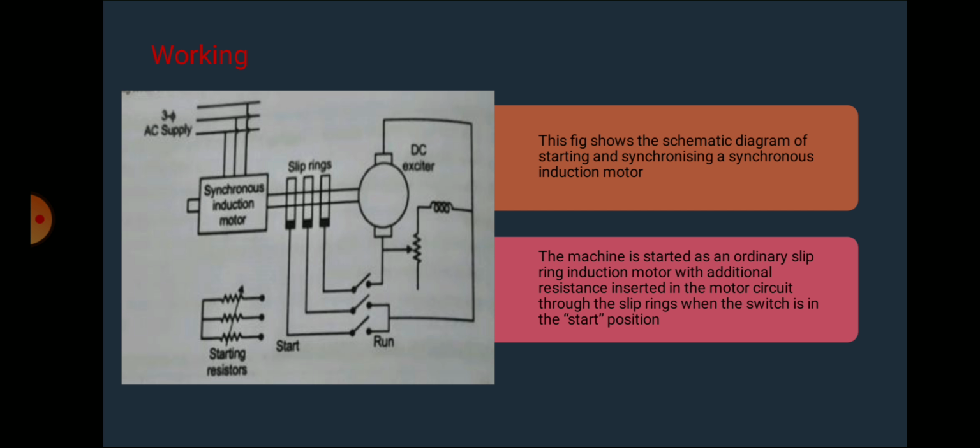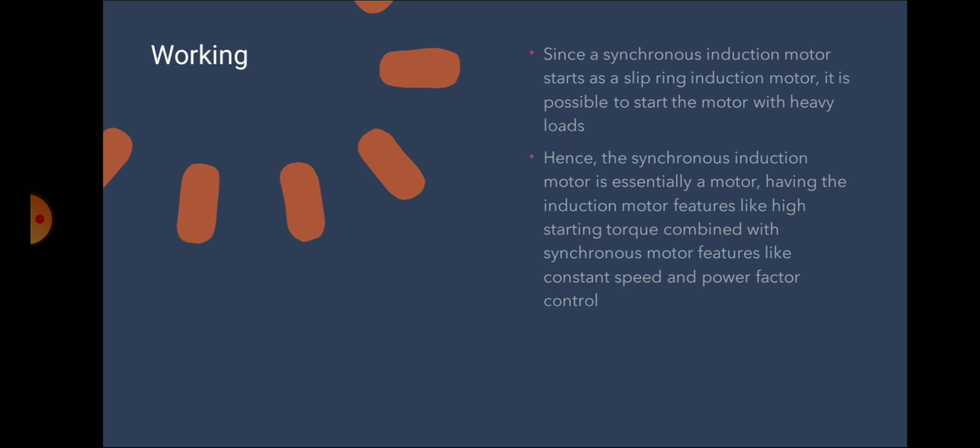The synchronous induction motor, running at a small slip and provided with DC excitation in the rotor winding, pulls into step as in the case of a synchronous motor. Hence, the synchronous induction motor is essentially a motor having induction motor features like high starting torque combined with synchronous motor features like constant speed and power factor control. Thank you.